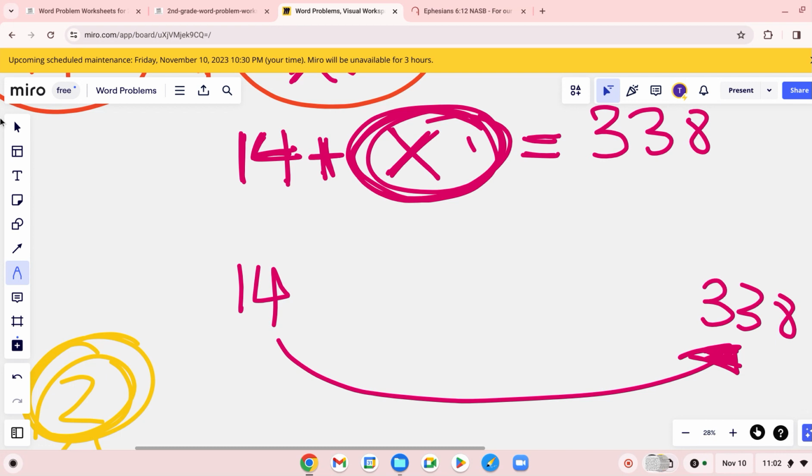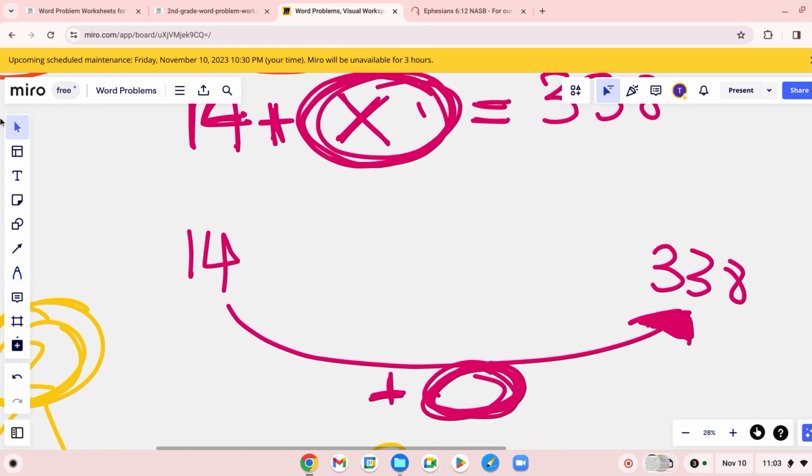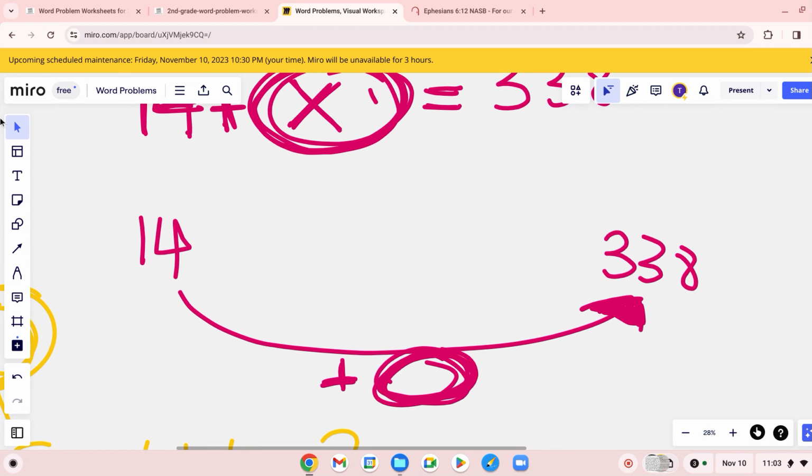I don't want you to do a subtraction. I want you to do mental addition for this. It's the same thing. 14 plus something is going to get you to 338. You see this? So now you do mental math to figure out what this middle number, this unknown, is. You understand? So do the mental math to get to 338.